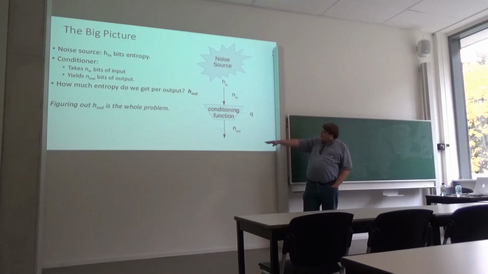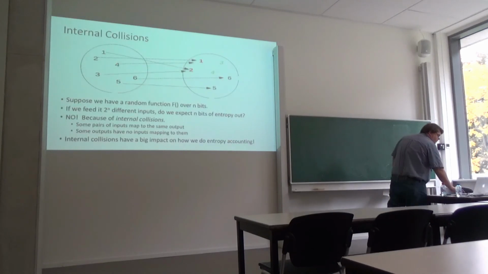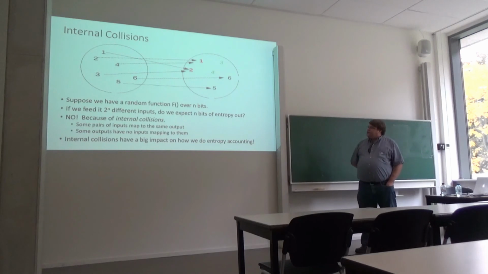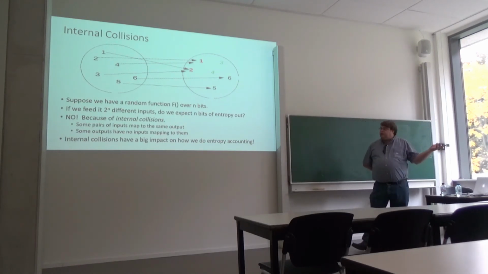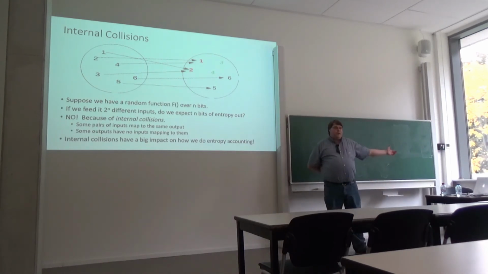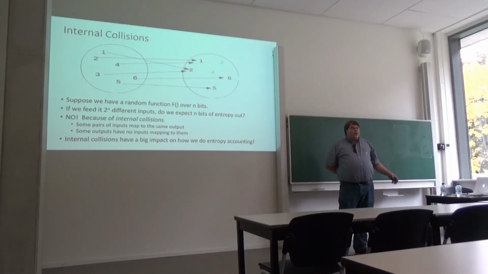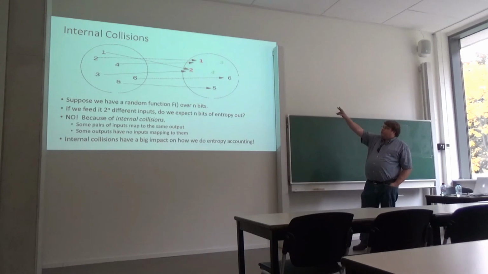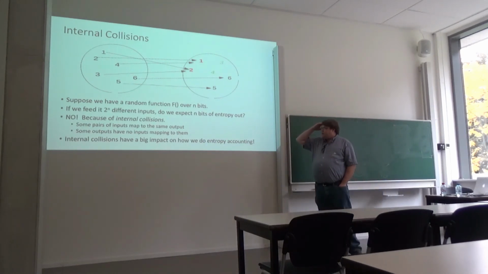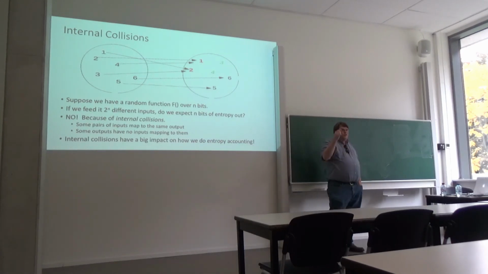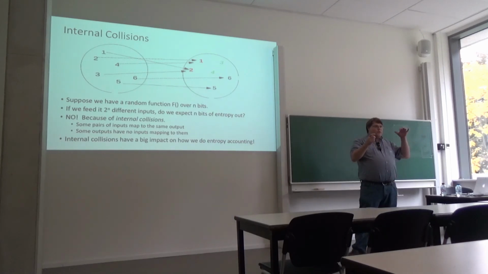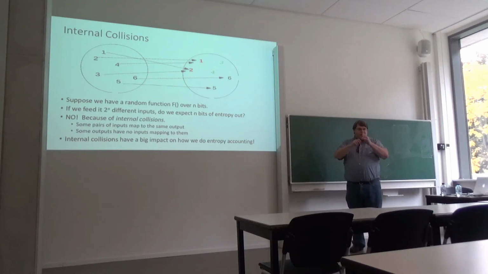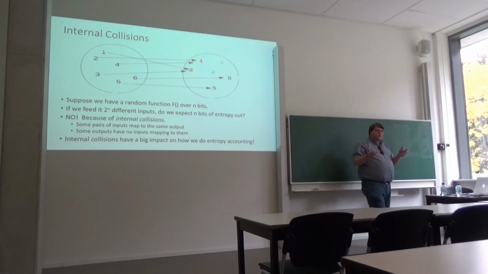You can kind of see the parameters of what you're doing here, the limits. Why do I say we always have to lose? In fact, we expect to lose some. Suppose we had a function over n bits. We feed it 2 to the n different inputs, every possible input, and we get the outputs. If we've got a function that's just assigning things randomly, we expect to lose some entropy. We're going to have some pairs of inputs that map to the same output, and some outputs that can't ever occur, because no input happens to map to them. So this idea of internal collisions has a big impact on how we do entropy accounting. We've got a 32-bit wide conditioning function, and 45 bits of entropy coming in on 70 bits of input. How much do we get out? We have to think in terms of how many internal collisions we're getting.